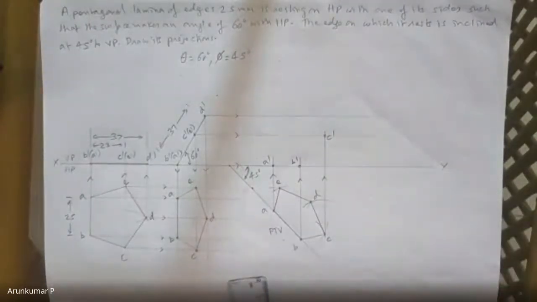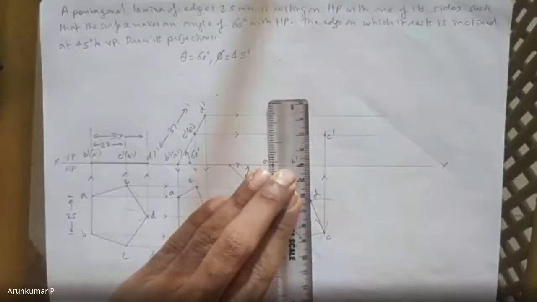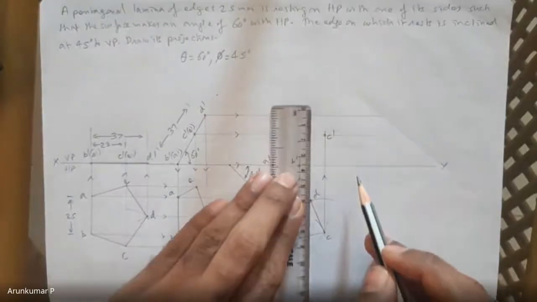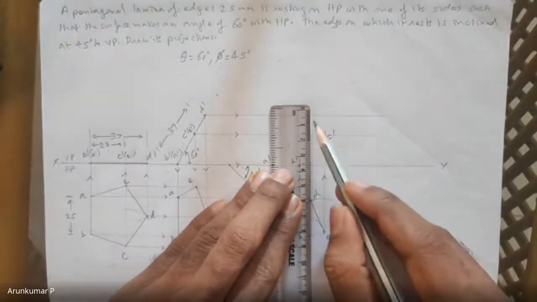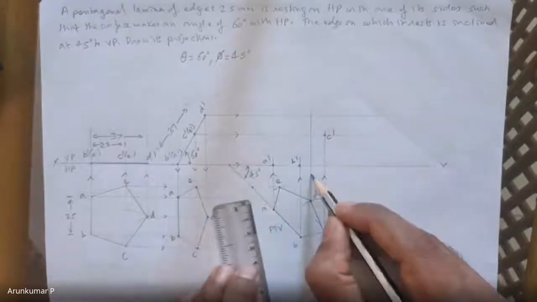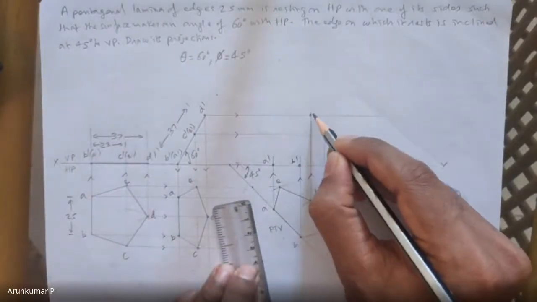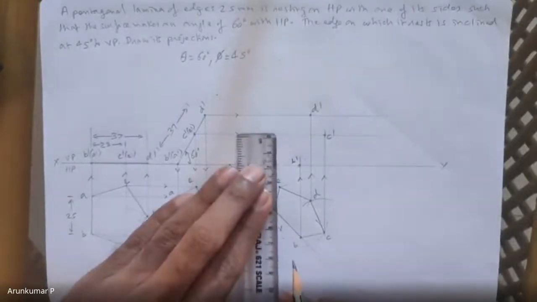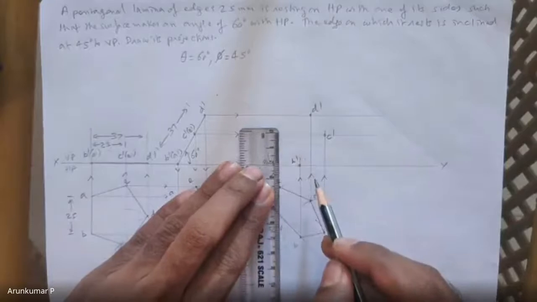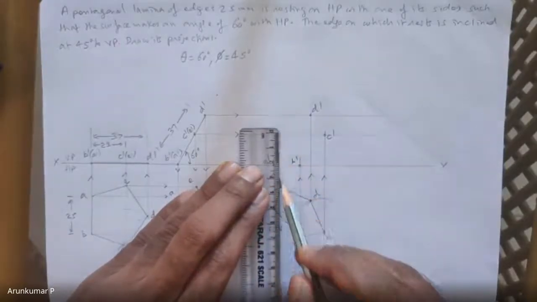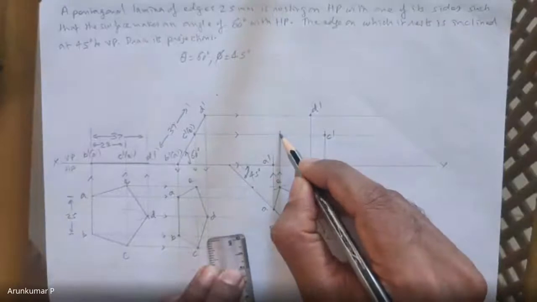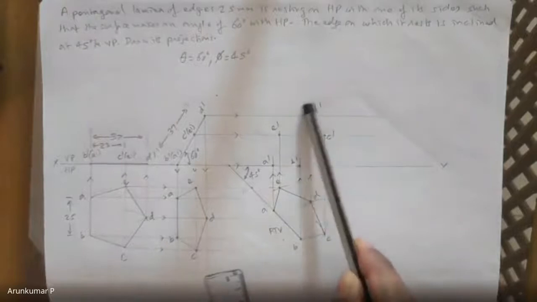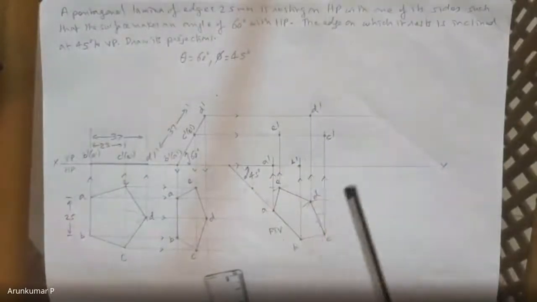Now D. D I'll have to project till the top. Why? Because the projector of D dash is right at the top. So I'll have to project till the topmost intersection point. So this is D dash. Finally, E dash, I will have to project it till the second projector above XY line till here. So this point is E dash. So you see, easily you can project it without confusion.